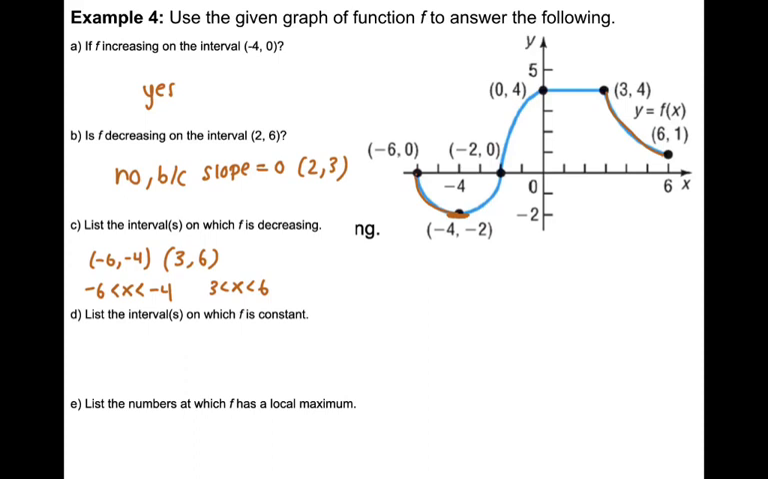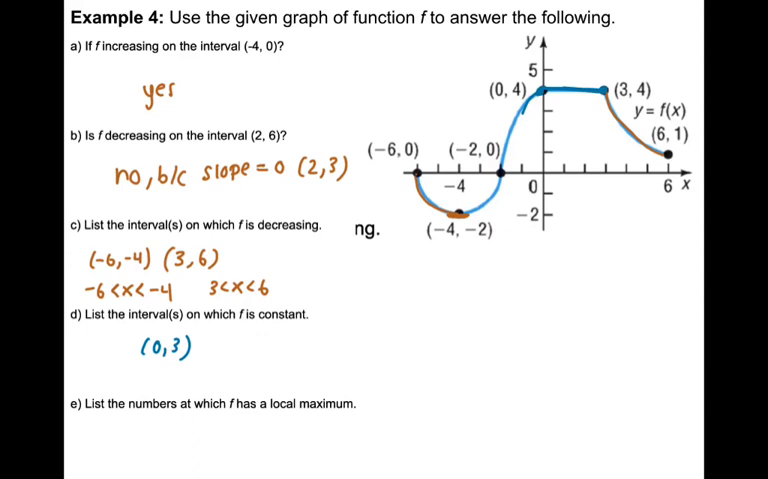All right, next we want to list the intervals where our function is constant. So we're looking for flat lines here, where the slope is actually 0. So the slope is 0 here between 0 and 3. That's how I'm going to list that. And then we don't include 0 and 3 in that either, because at 0, we start decreasing to the left of 0. So it's not the same on both sides. Same thing over here at 3. To the left of 3, the slope is 0, but to the right of 3, we start decreasing. The slope is negative after that.